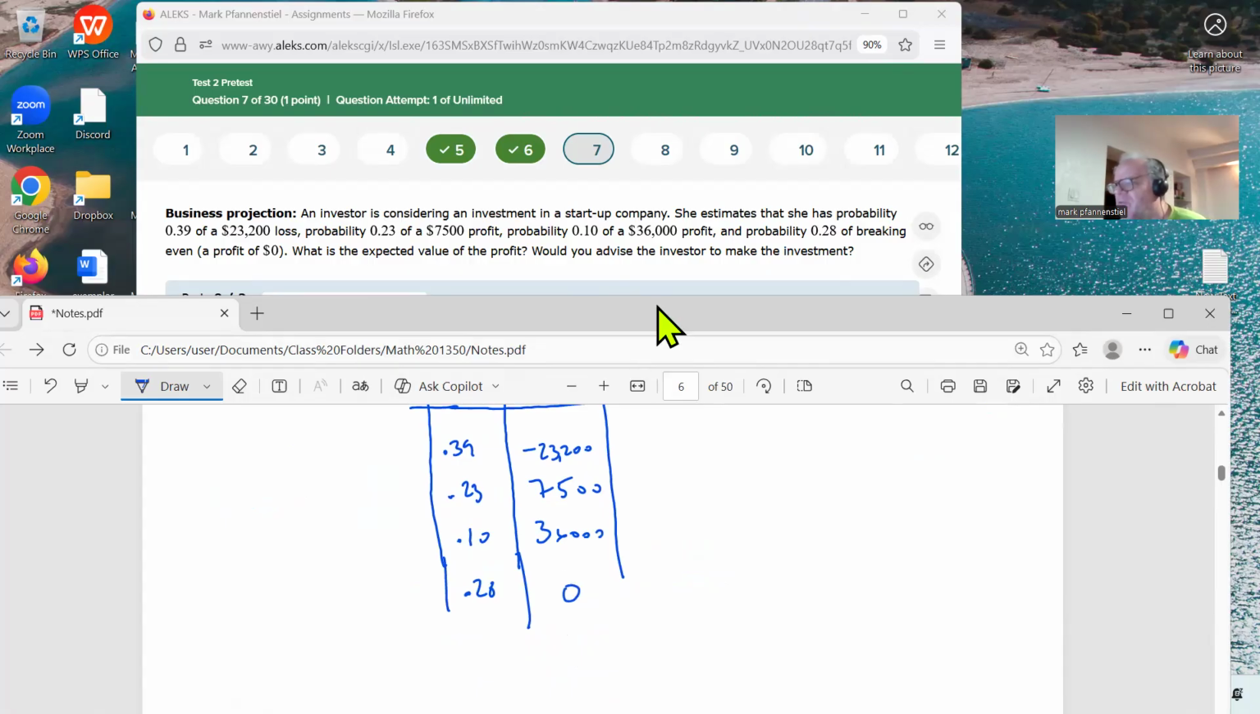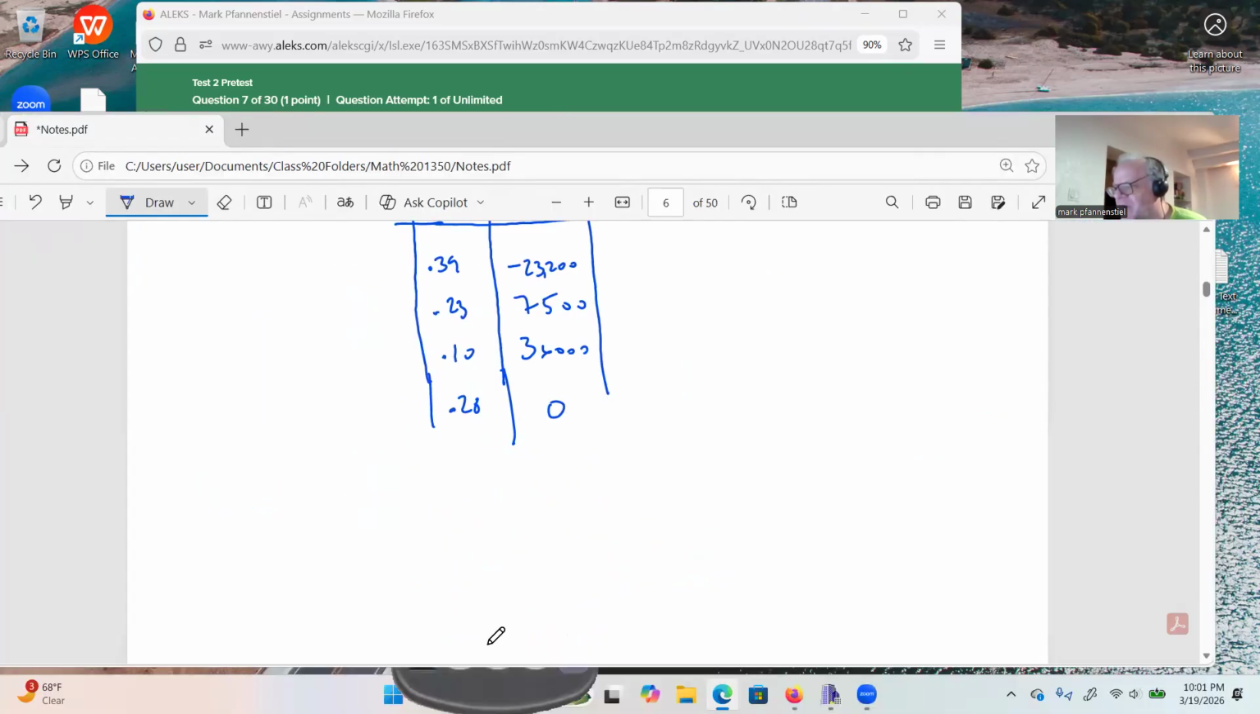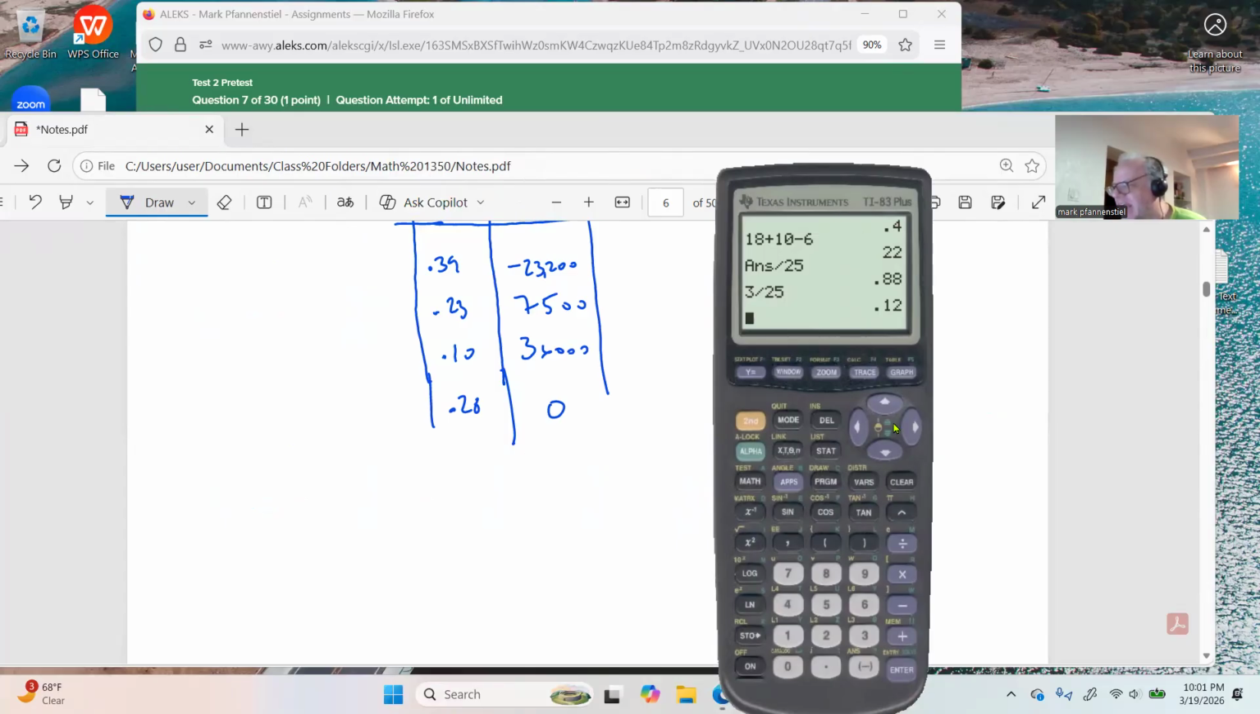Okay. I want to do one thing before I jump into this problem: I want to see if these probabilities actually add up to one. Because if they didn't, then I would have forgotten something, and I don't want to do that. So 0.10 plus 0.28. Look at that. They all add up to one.